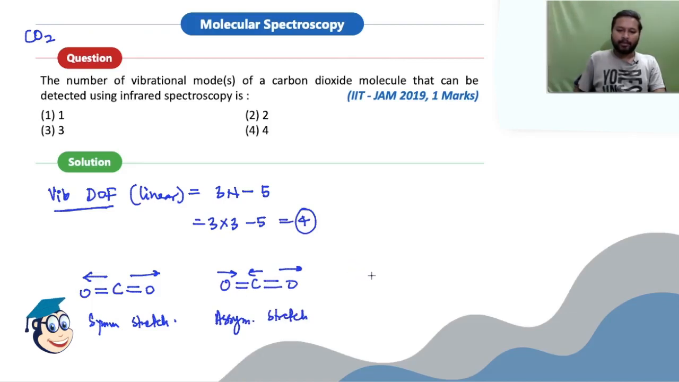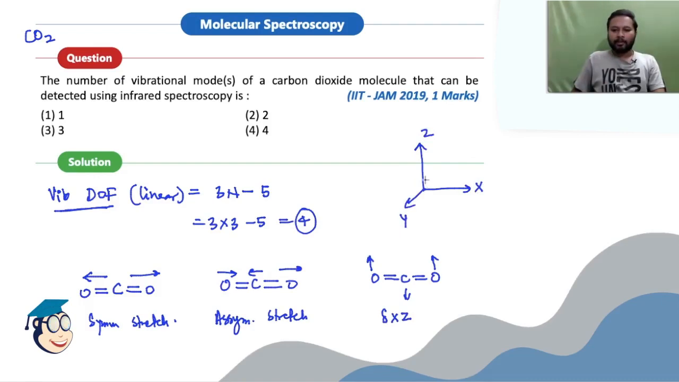Next is your bending. So you will be having a bending like this, where this oxygen and this oxygen will go in the upward direction, and carbon will go in the downward direction. Now this will be called delta XZ, because for the general sign convention we take the Z axis horizontally upside, X axis like this, and your Y axis like this, going inside the screen. Everything is happening in the XZ plane, so that's why we call it delta XZ.